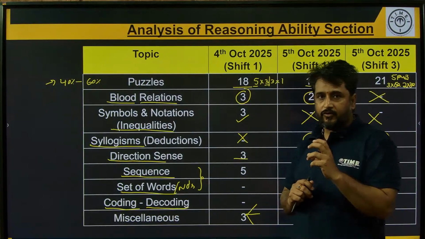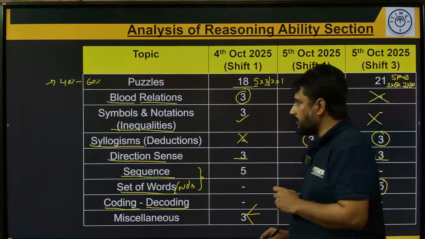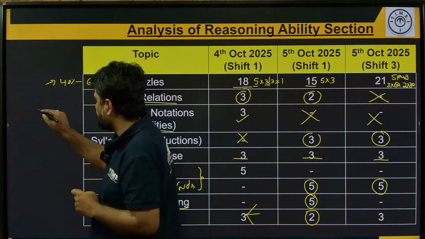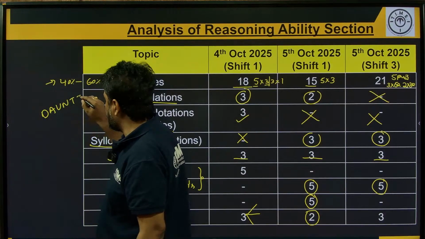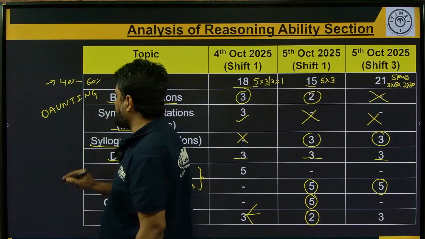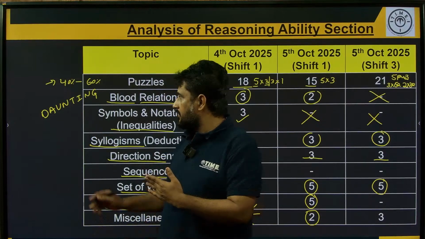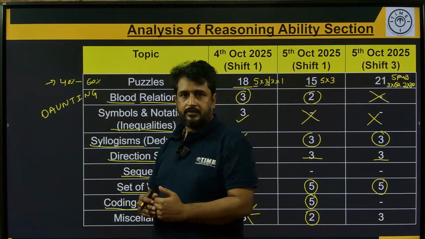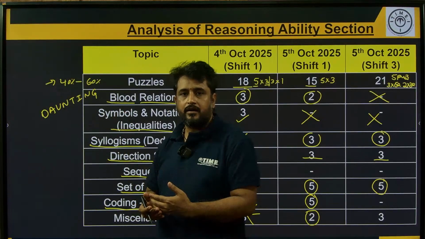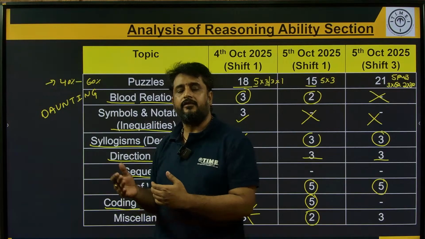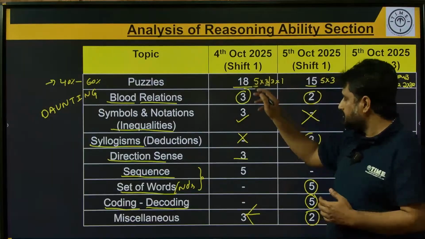What kind of word arrangement questions were given, specifically in shift 2? I will take an example. We have been given a word called DAUNTING, and they mentioned clearly that vowels are replaced with the previous letters and consonants are replaced with the next letters, and in the newly formed word, how many vowels were present? This was the question. A similar kind of number arrangement was given in shift 1 as well.